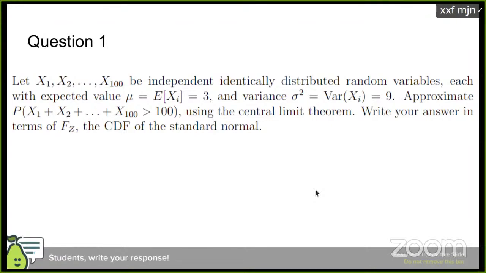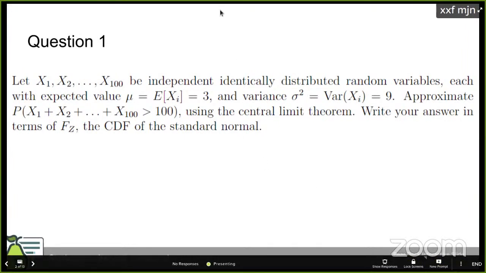So let's say your answer is phi z of, let's say, 3. Okay, so phi z of 3. So how will you write in that text box? You can write phi z of 3, or you can write f of 3. F of 3 also is fine. So we'll wait for 5 minutes, and then we'll discuss the solution.